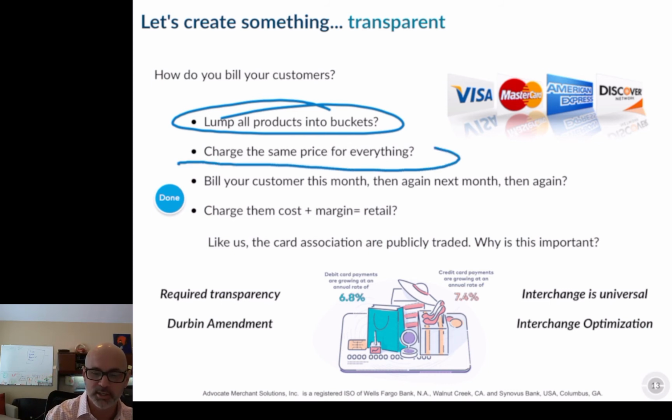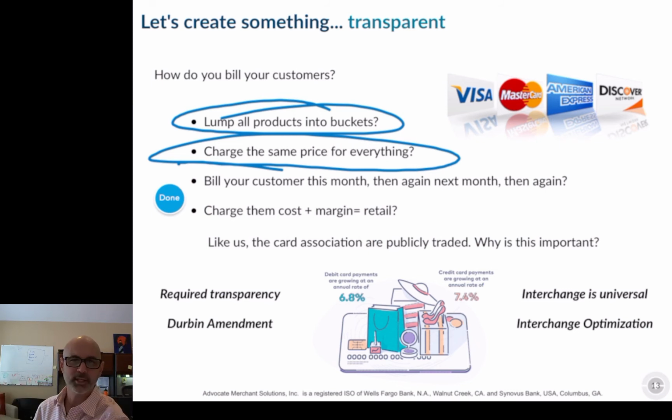Do you charge the same price for everything in your store? Meaning, okay, so I know that Les Paul's 10 grand. So do you charge $10,000 for a set of guitar strings? No, you wouldn't be in business, would you? It doesn't make sense to have your billing like that. But credit cards are like that.